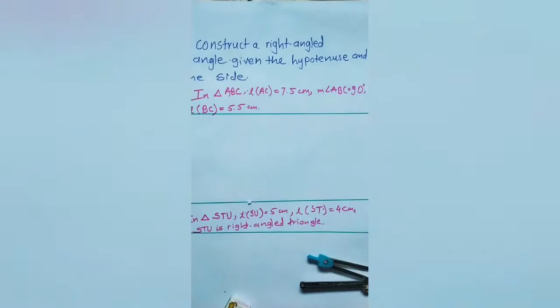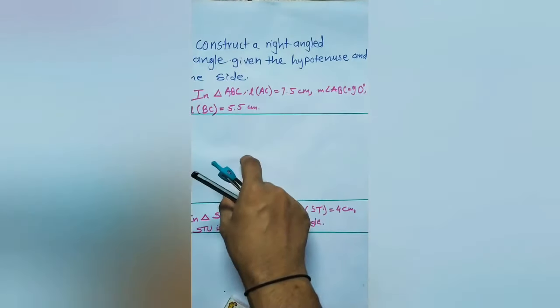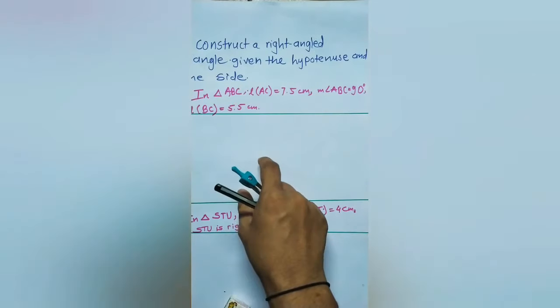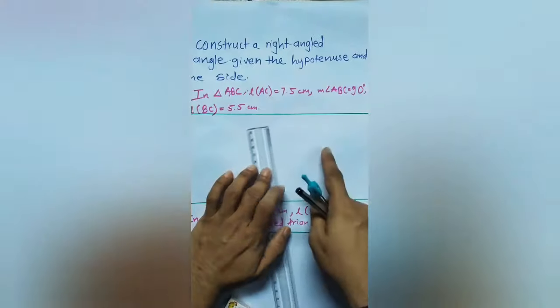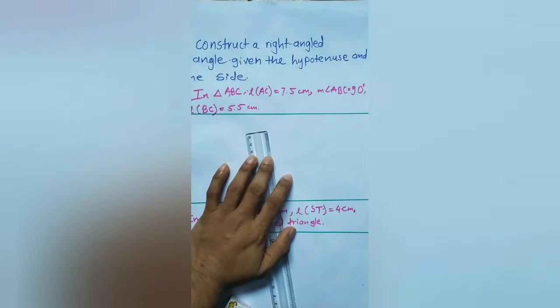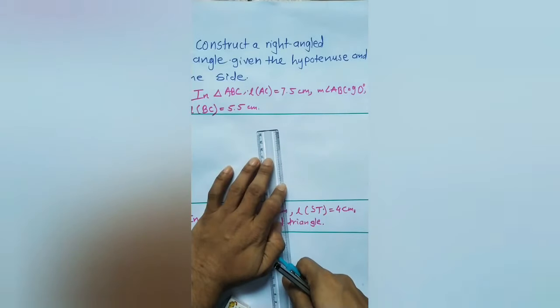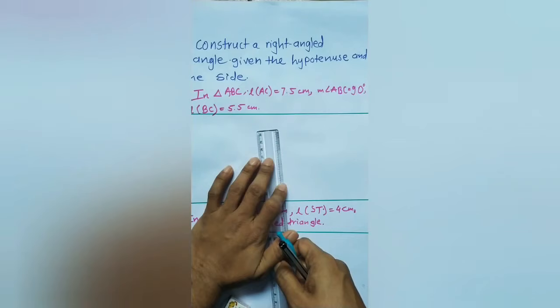to draw an analytical figure, so we come to know how to draw the original figure. That is why first of all we draw the analytical figure. Now if we read, in triangle ABC, the length of AC is 7.5 centimeter, the measure of angle ABC is 90 degree and the length of BC is 5.5 centimeter.